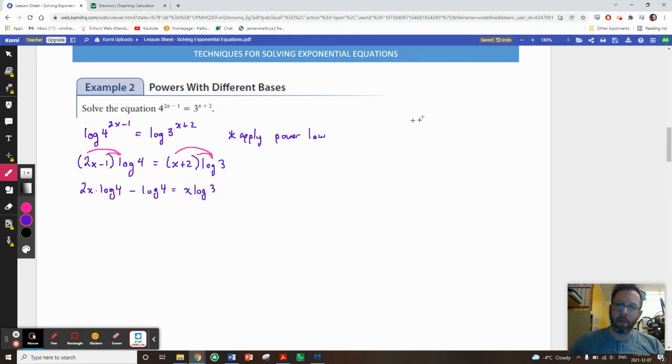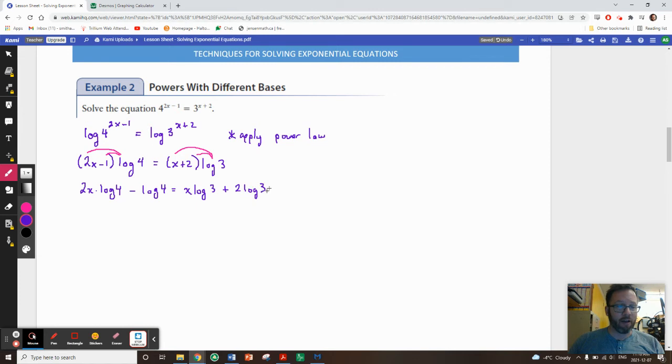Don't copy this down, but I don't like necessarily writing log 3 times x, because then you're a little unsure. Is this the log of 3x, which you could easily mistake that for? Is it log 3 times x like it should be? So to avoid that, I just prefer writing the log last. Again, personal preference. X log 3 and then plus 2 log 3.